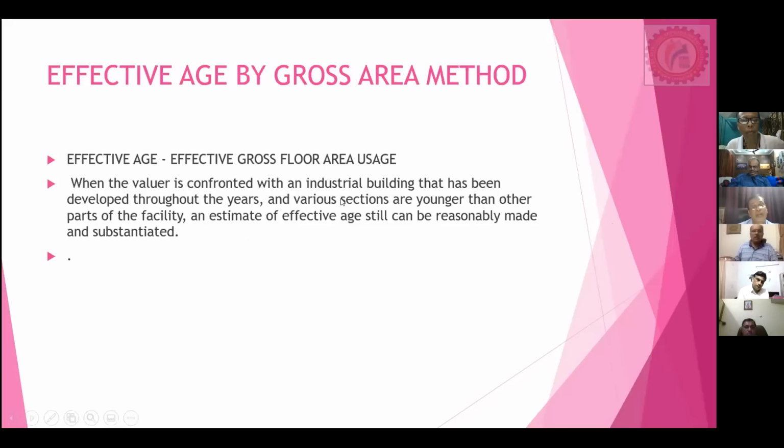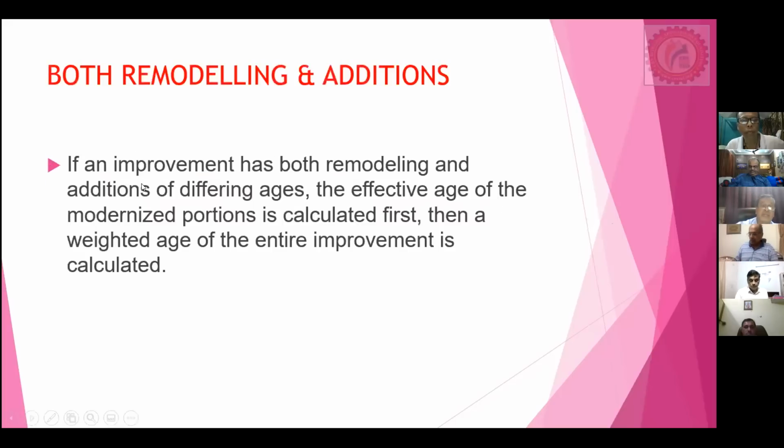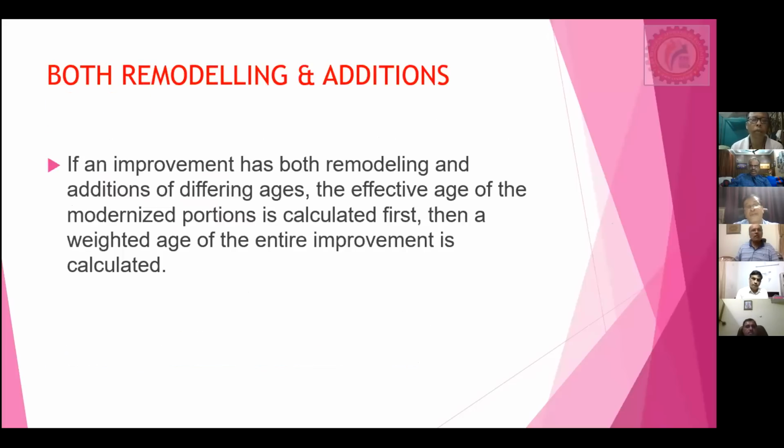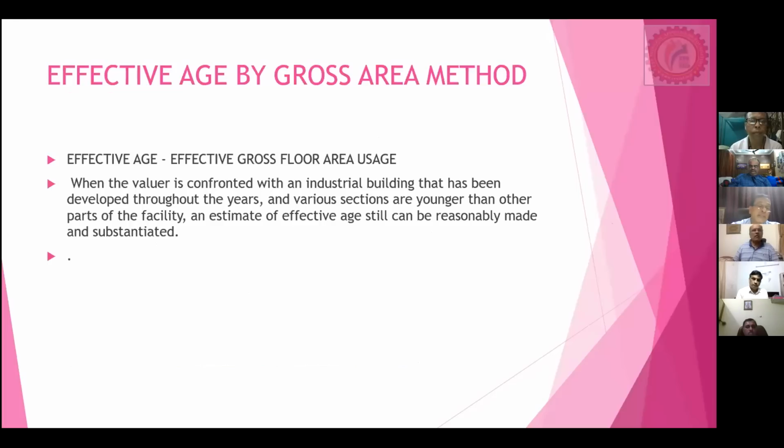When the valuer is confronted with industrial buildings, note that the weightage method and the percentage method can be wisely applied particularly for residential buildings. But in the case of industrial buildings, the person may have a total area of about 5 acres or 10 acres. In that area he will construct one building in the year 2000, another in 2003, and another shed in 2012. Like that, you go on extending with different buildings.